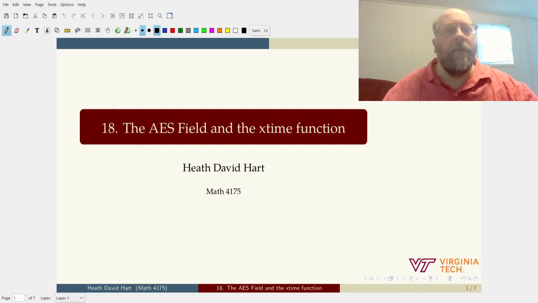We're going to be working on the AES field today and a function called xtime, which will help us do calculations in that field.